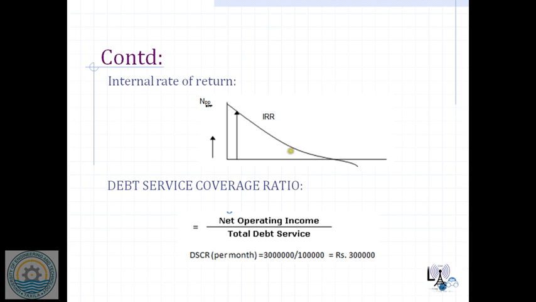Now coming on to the internal rate of return, which is a rate of return used in capital budgeting to measure and compare the profitability of investments. As the value of the internal rate of return increases, our net present value decreases. The debt service coverage ratio can be calculated by this formula, that is net operating income divided by total debt service. This would be about rupees 3 lakhs.